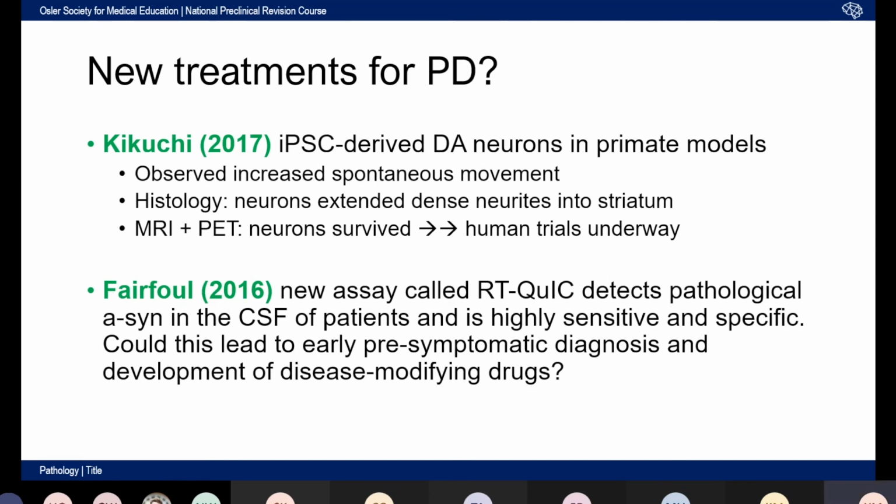There are also some early stage trials using induced pluripotent stem cells, and a new assay that's being developed to try to diagnose Parkinson's earlier. It's not core material at all, so I won't go into this unless anyone's interested at the end, and the slides are here for reference anyway.